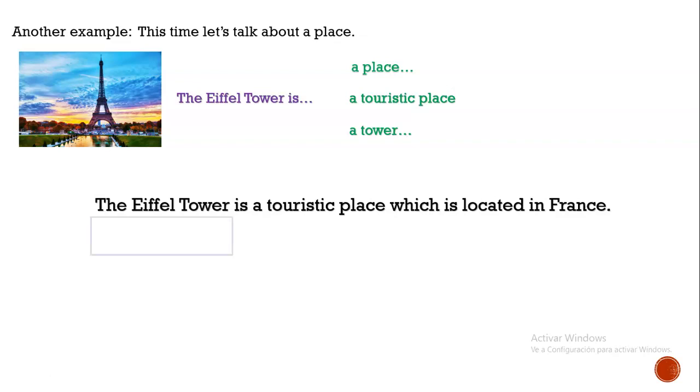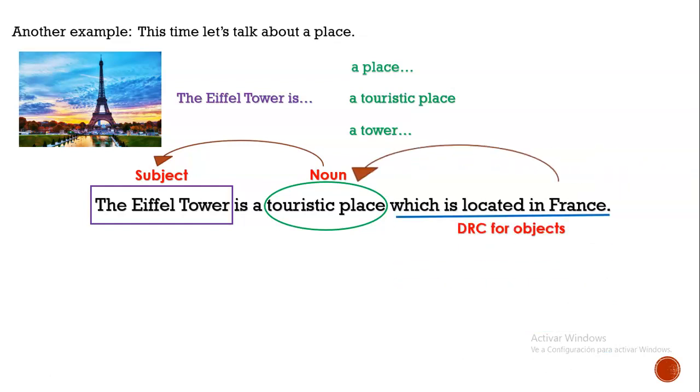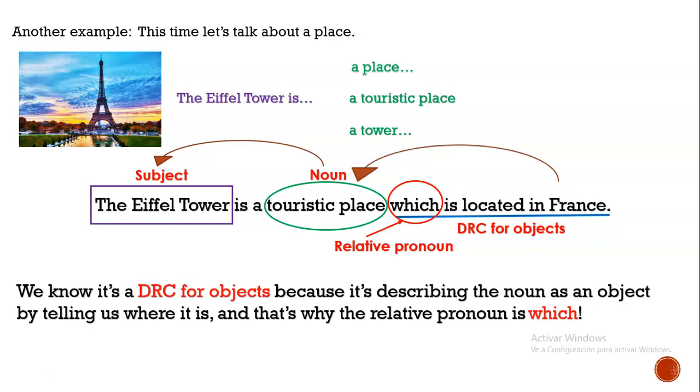Let's analyze the sentence. The Eiffel Tower is the subject, a touristic place is the noun describing the subject, and which is located in France is the DRC describing the noun, and it's a DRC for objects because my relative pronoun is which. We know it's a DRC for objects because it's describing the noun as an object by telling us where it is. And that's why the relative pronoun is which, or we could also use that.